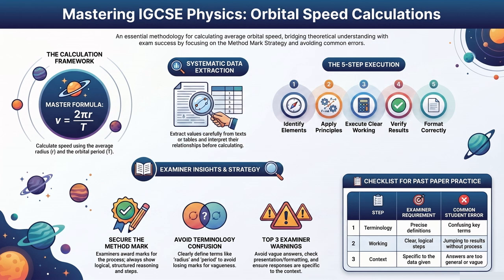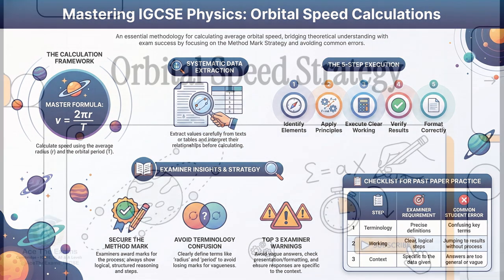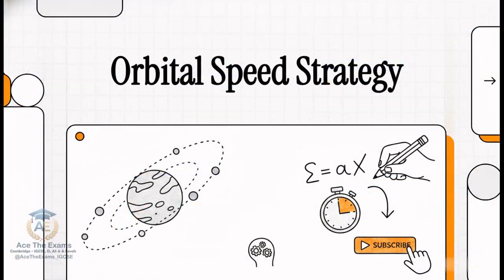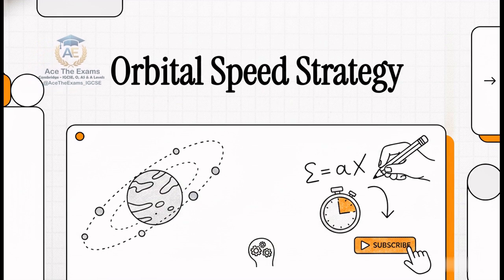Welcome, focused learners. Picture this. You're sitting in the exam hall. The clock is ticking down relentlessly. You turn the page of your Cambridge physics paper, and it doesn't matter if you're sitting for syllabus 0625, 0651, 0652, 5054, or 9702. There it is, a massive high-value, multi-mark extended question on orbital speed.